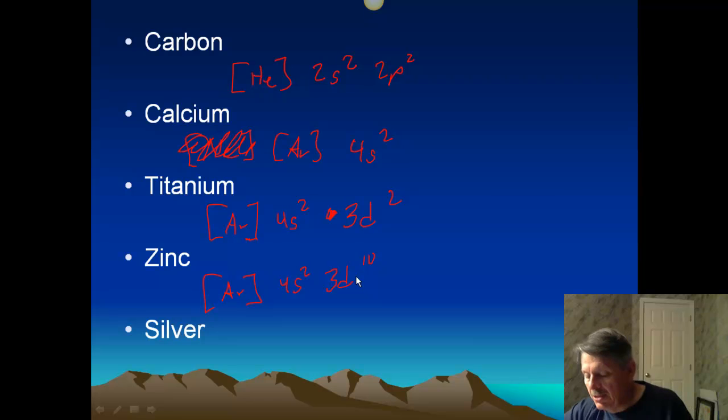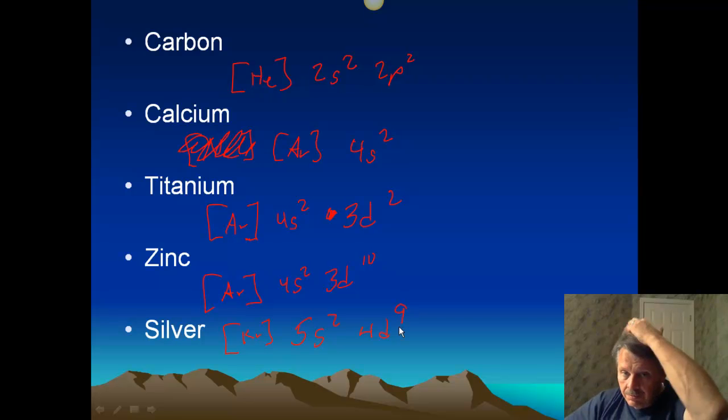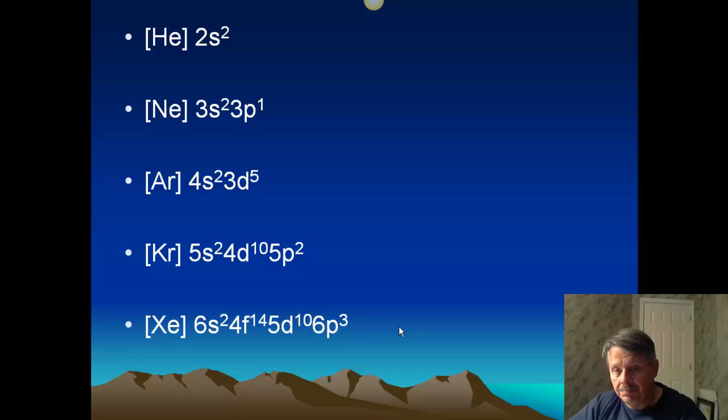Now with silver, well, that one's going to be a little bit more complicated. That one starts at krypton. And from krypton, we go to the 5s level, and then we go to the 4d level. And in the 4d level, we have 9 electrons. All right. Can you work them backwards? Again, pause the video, see if you can work them backwards.